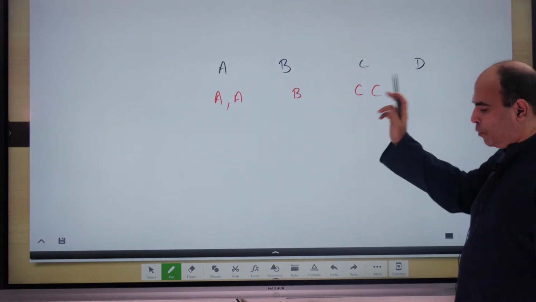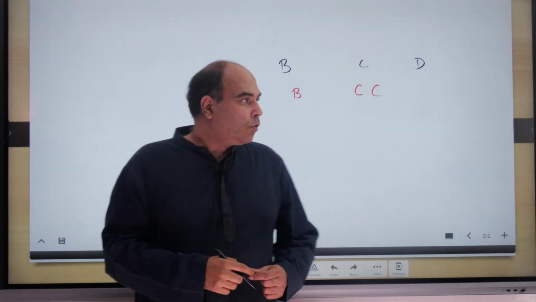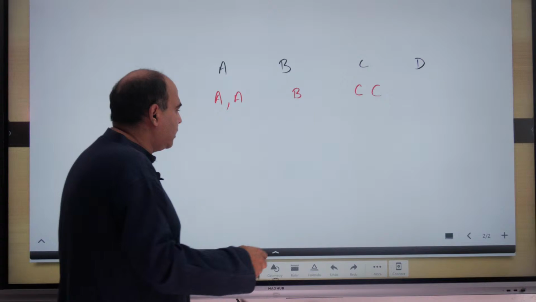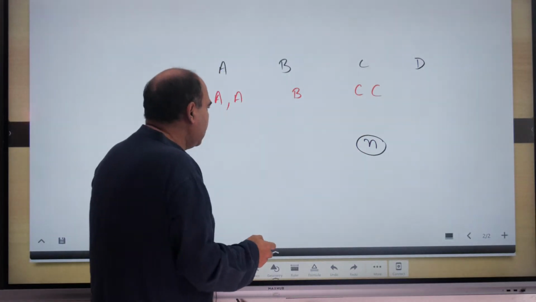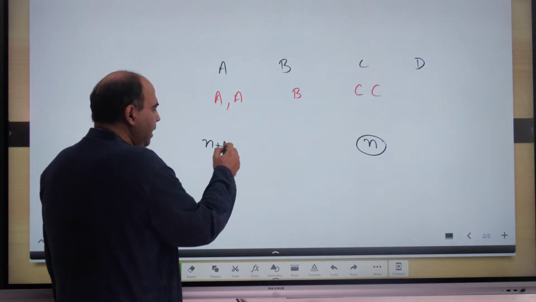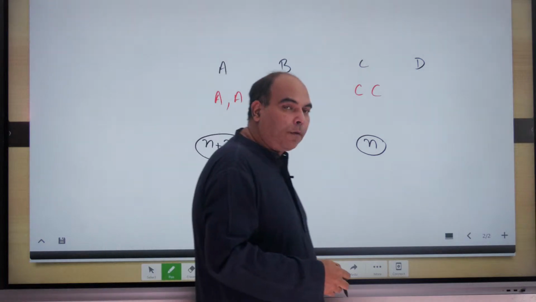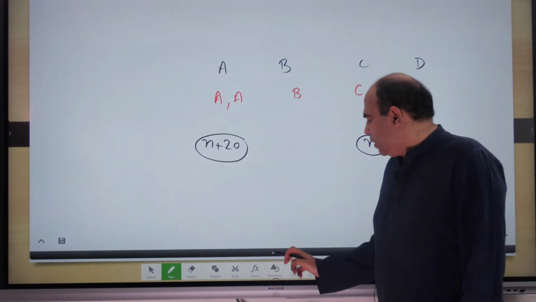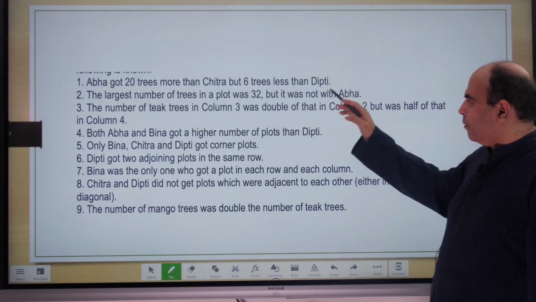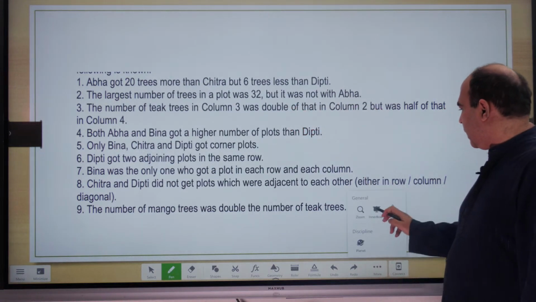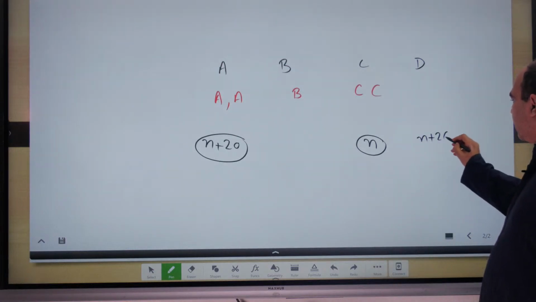D के बारे में हम लोग को कोई प्लॉट के बारे में नहीं दिया हुआ है, कौन सा प्लॉट उसको मिला है, अभी तक कुछ नहीं मिला हमको. So जब हम इसको देख रहे हैं तो Abha got 20 more trees than Chitra. So if Chitra is given n trees, Abha will get n plus 20. This is the information that's coming from there. Abha got 20 trees more than Chitra, but 6 trees less than Deepti, so that gives me a reaction that Deepti is n plus 26.